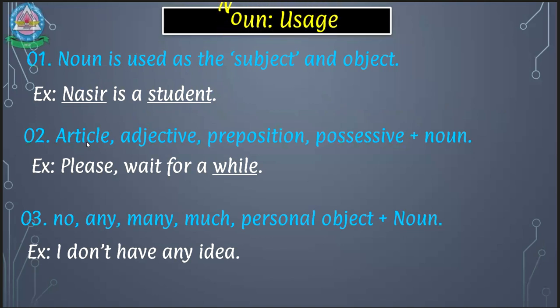As we find here, please wait for a while, and let me say something here. You know, while can be used as a noun, even as a conjunction. But when you find the word while after an article, this one is actually a noun. So while here is a noun, though it can also be used as a conjunction.